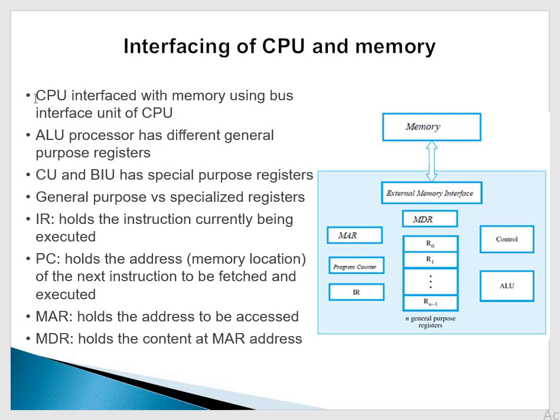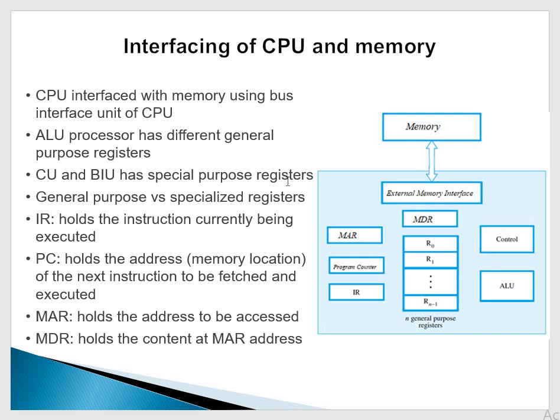Okay, so the CPU is interfaced with the memory using the bus interface unit of the CPU. As we have already discussed, this is the bus interfacing unit of the CPU, and this particular portion will be responsible for interfacing the CPU to the external world. The ALU of a processor has different general purpose registers. As we have already discussed, this particular portion is part of the ALU as well, and has the different general purpose registers.